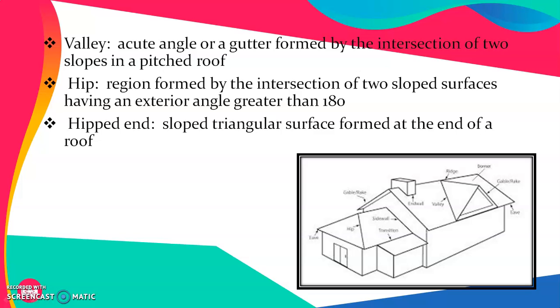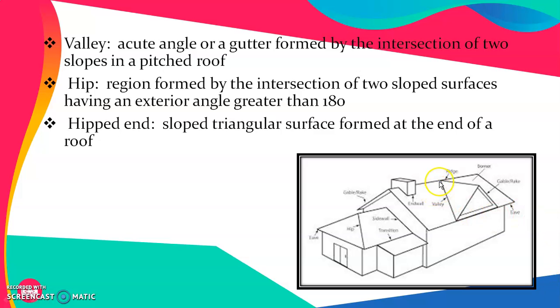Valley. The acute angle or a gutter formed by the intersection of two slopes in a pitched roof is called valley. The hip is the region formed by the intersection of two sloped surfaces having an exterior angle greater than 180, while the hipped end is the sloped triangular surface formed at the end of the roof.